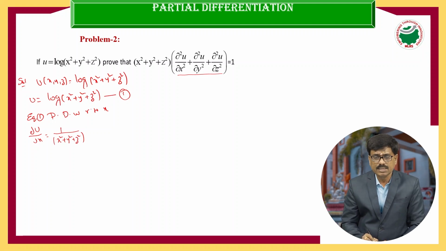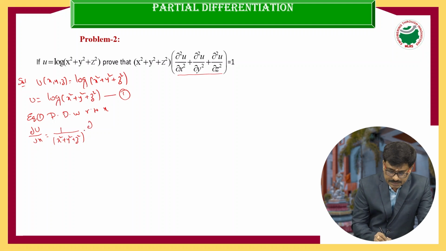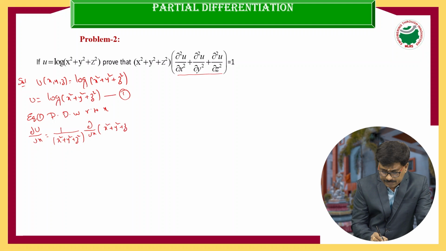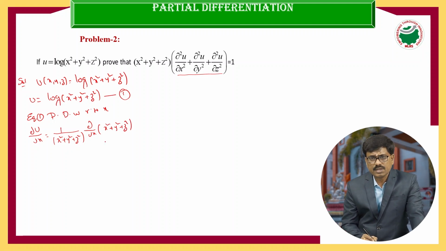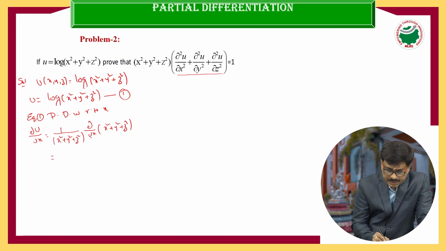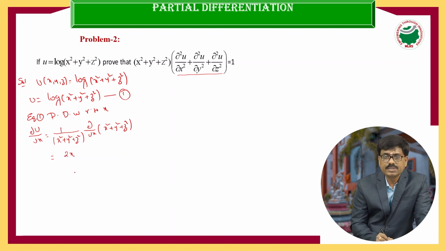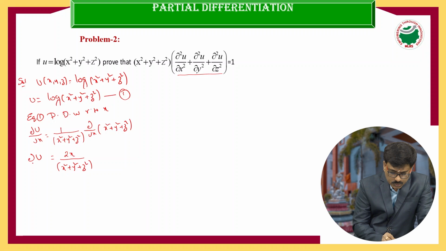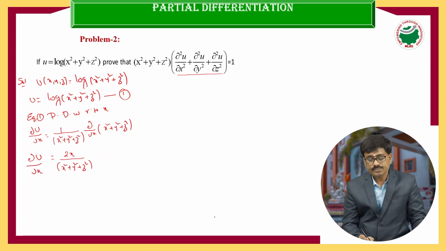Still there is a partial derivative, the inner derivative of the function, which is x² + y² + z². We need to calculate what happens. We need only the x derivative. y is a constant, z is a constant. Then this becomes 2x divided by (x² + y² + z²). Therefore, which is ∂u/∂x.